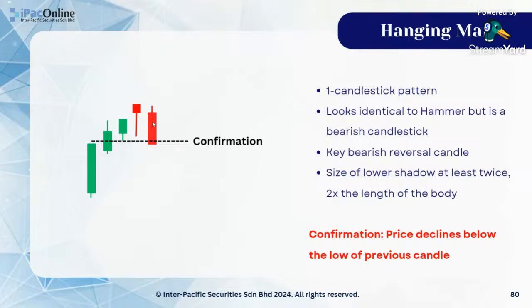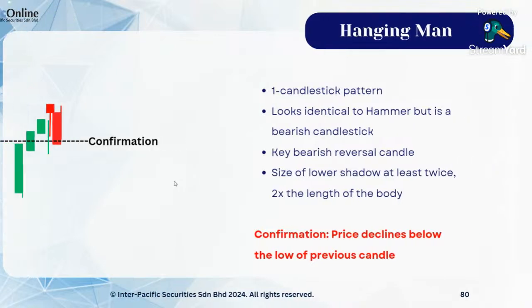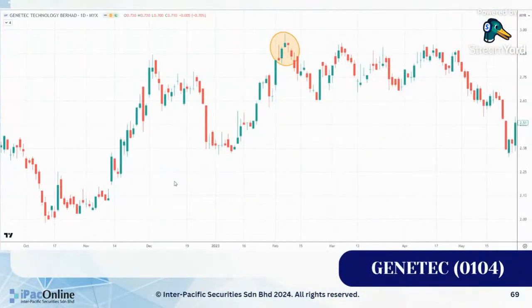If the next day or following days we continue to see selling pressure come in and overtake the low of the candle before the hanging man, that would confirm the bearish view of the market, and the market could be reversing from the upward trend. So although the hanging man looks pretty much identical to a hammer, it is a bearish reversal candlestick pattern, while the hammer is a bullish reversal candlestick. You can see an example right over here on Genie Tech.